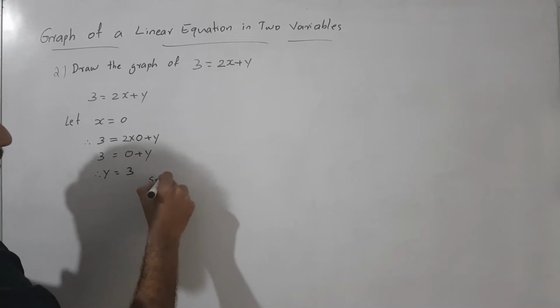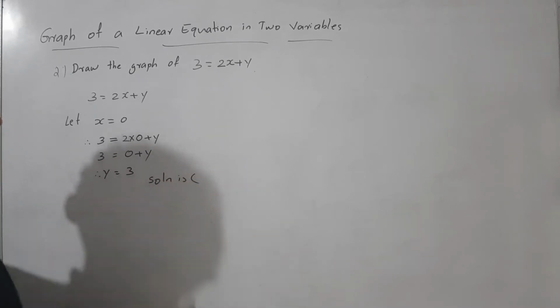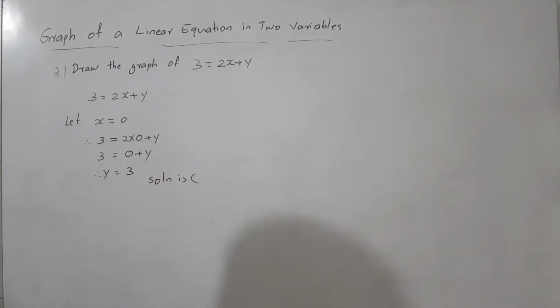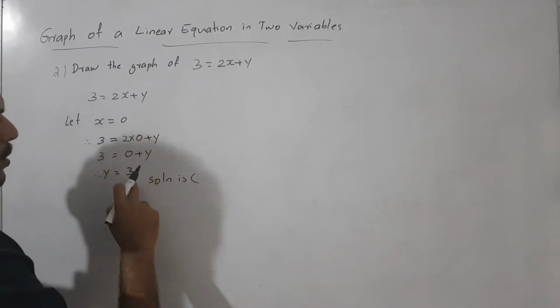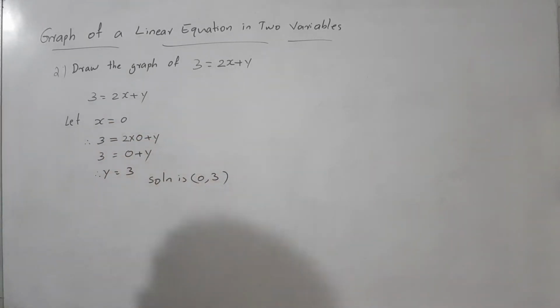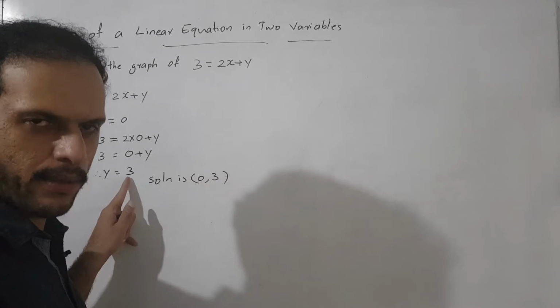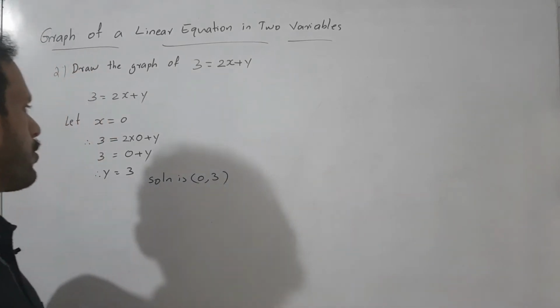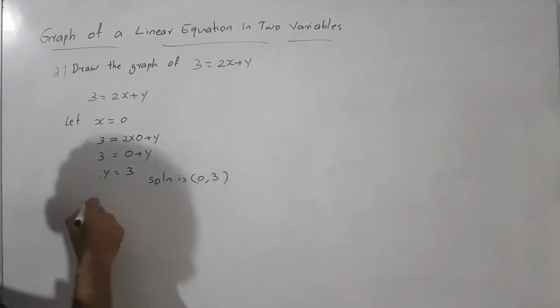Therefore, what is the solution? Yes, the solution is (0, 3). Here we substituted x = 0 and got the value of y as 3. Correct? Then next we choose y = 0.